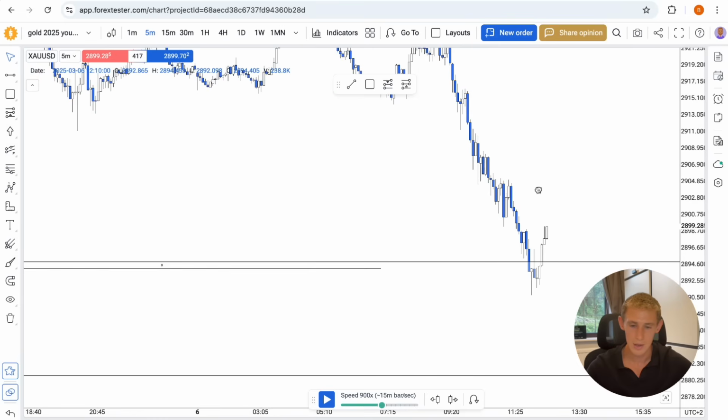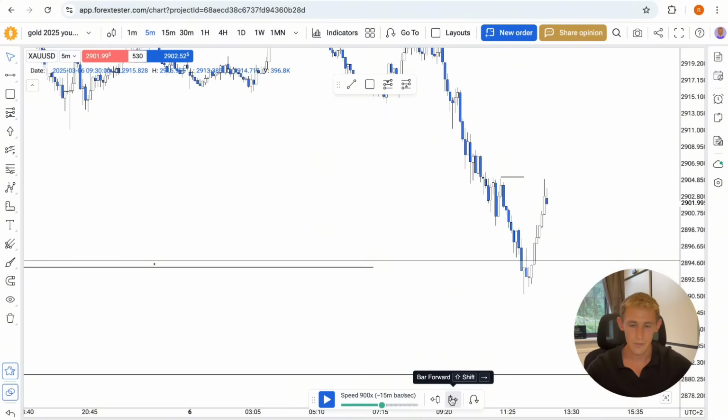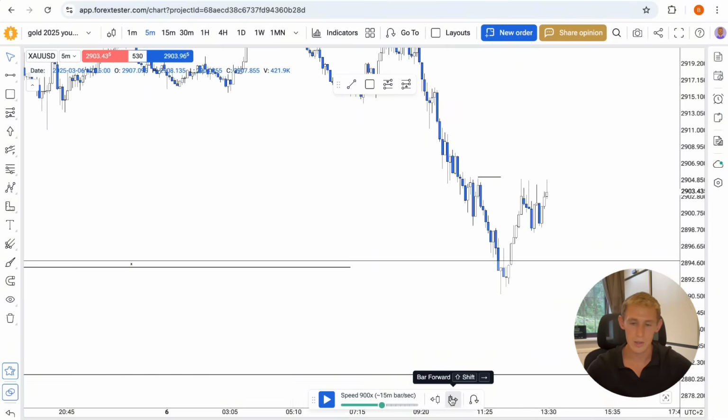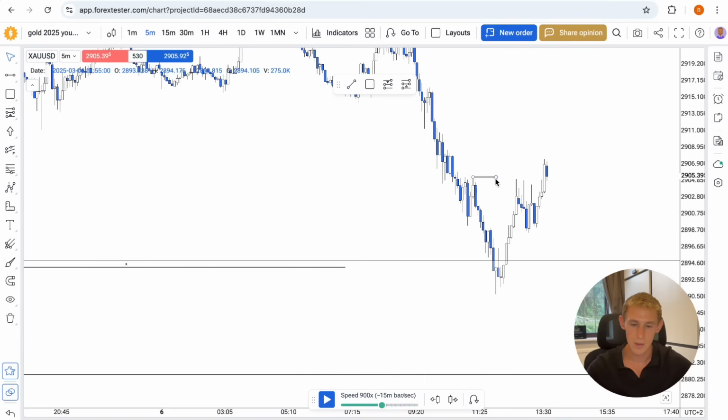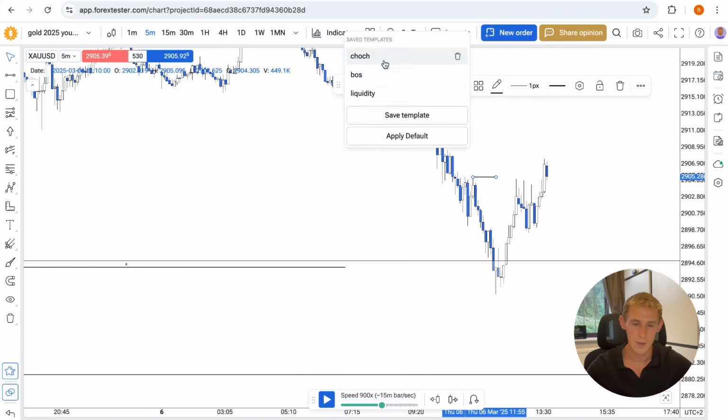5 minute chart, let's have a look. For a change of character in this case, I would want to see price break this structure and close above it. Yep, there we go. So we've seen a close above this area.